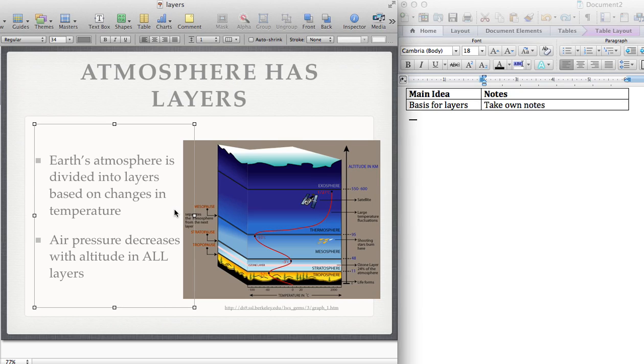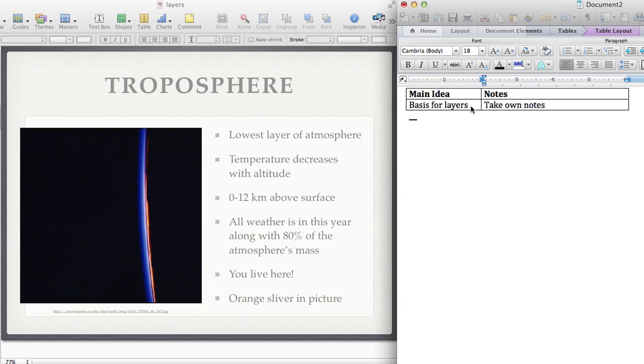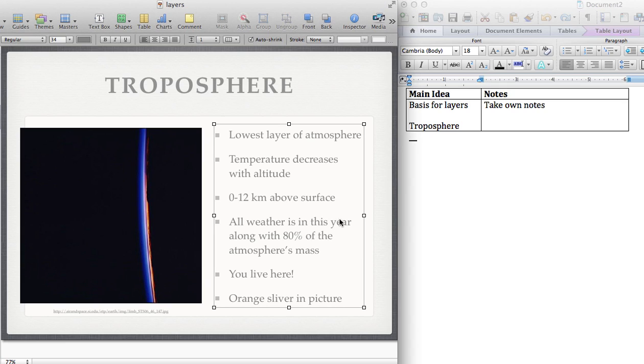So let's talk about each layer quickly, starting from the bottom up. Our first layer is the troposphere. That's our first layer. It's the lowest layer. This is where we live. In the troposphere, temperature decreases as you go up. All our weather is in this layer. I should say layer, not year.